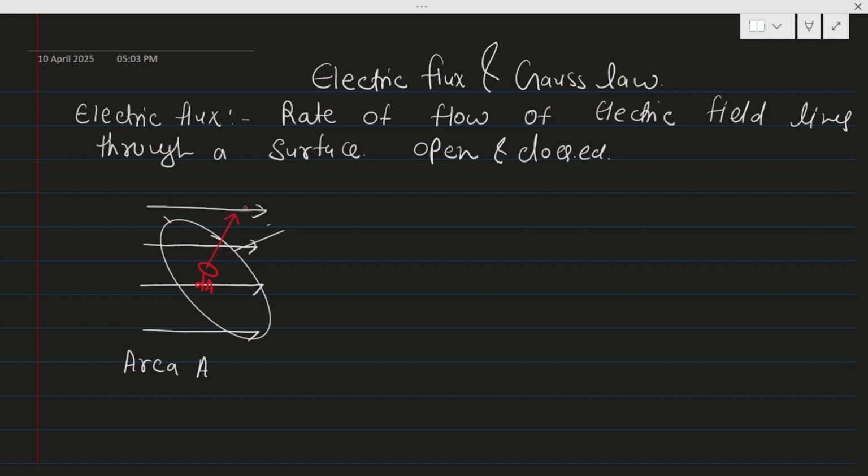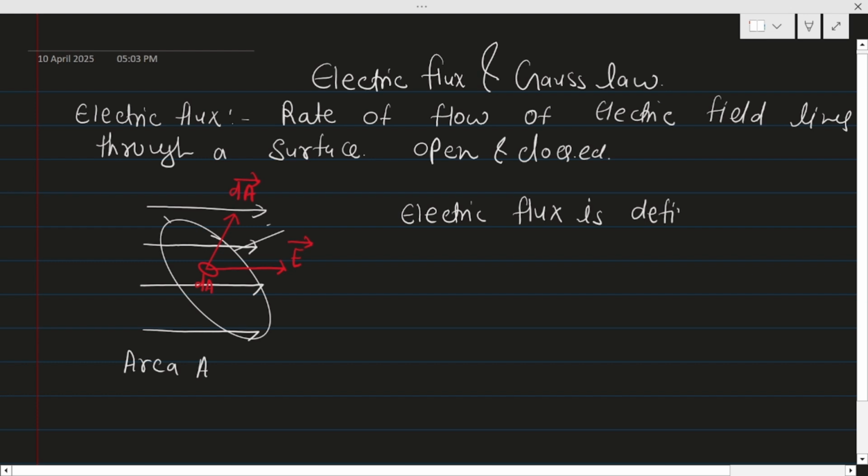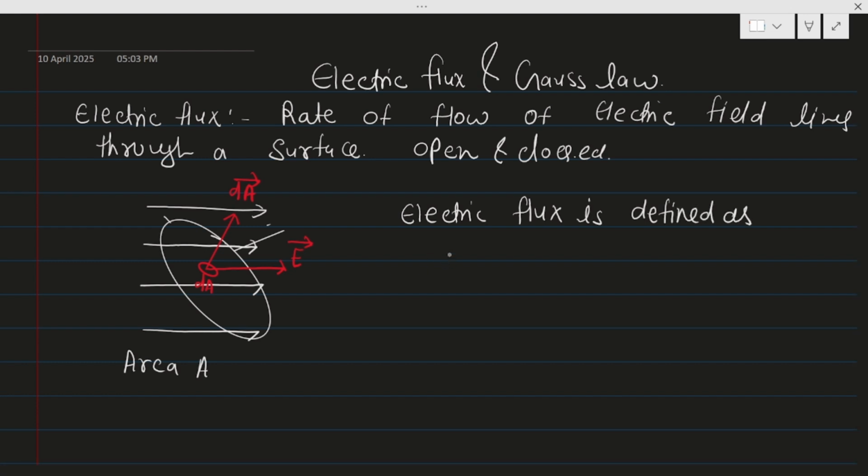The area vector dA is perpendicular to this surface, and these are the electric field lines. The E vector is along the x-axis. So electric field is like this, and the area vector is this. So flux is defined as the number of field lines passing through this small area element dA.